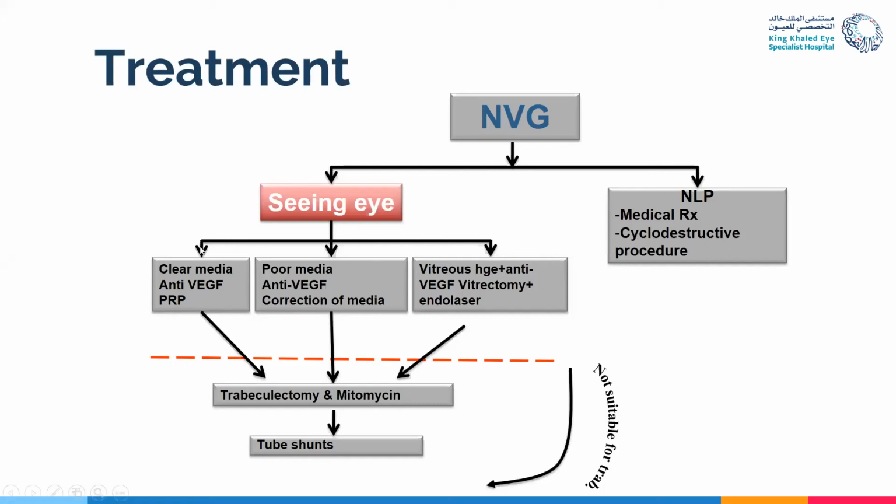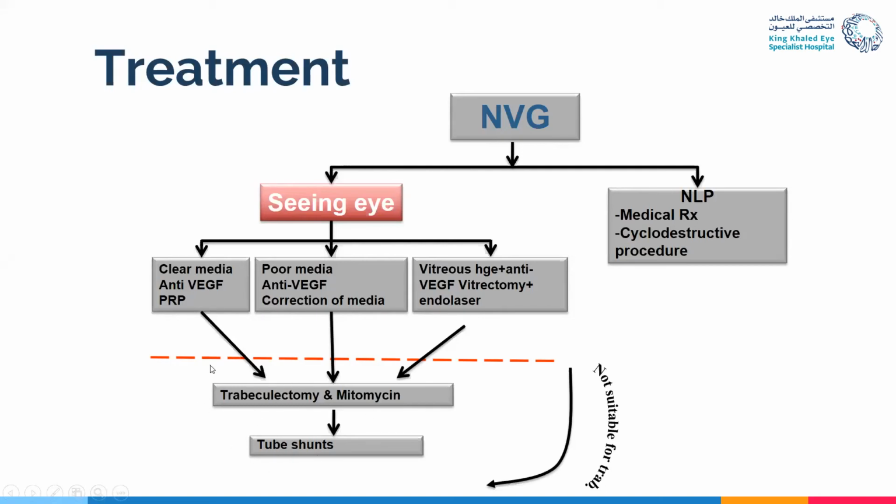If the eye is seeing, it depends, as we mentioned earlier. Does it have clear media or are the media not clear? If the media are clear, then, as we mentioned, I don't need to wait for PRP to lead to resolution of the NVI. You can give anti-VEGF, wait 2-3 days, and the NVI will disappear. So with the patient having a high IOP, you don't need to wait to go for PRP. You can intervene surgically, whether by trabeculectomy with mitomycin C or tube shunts.